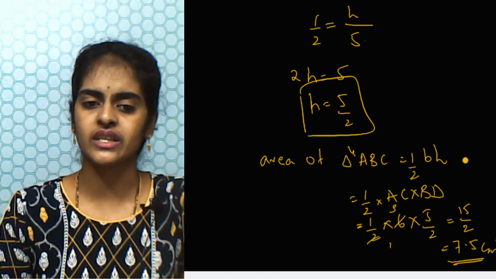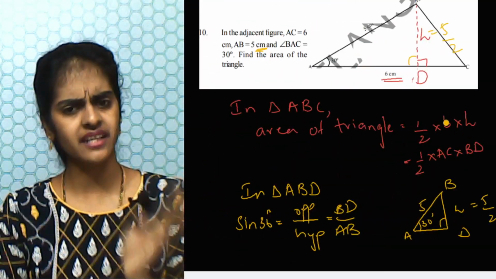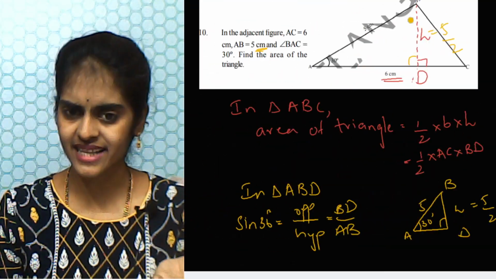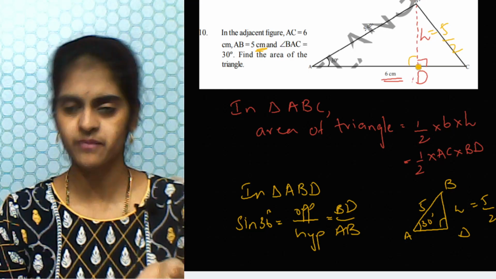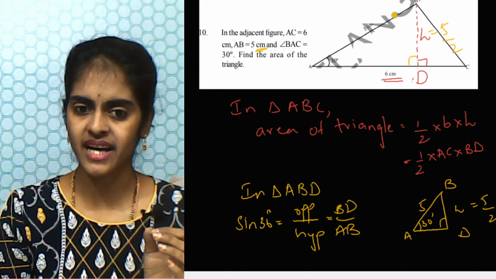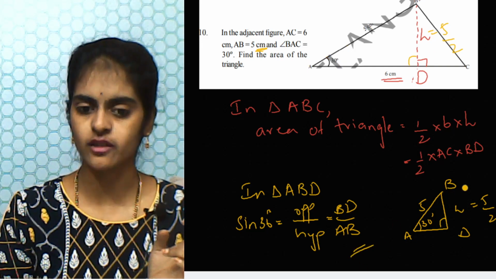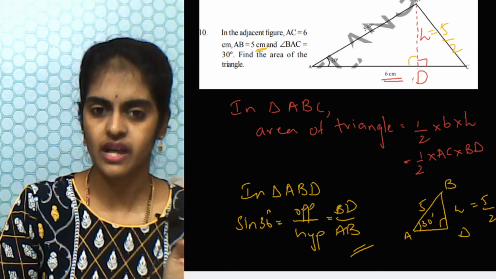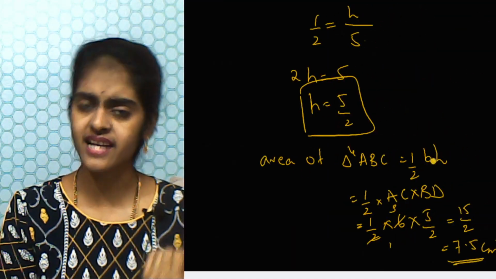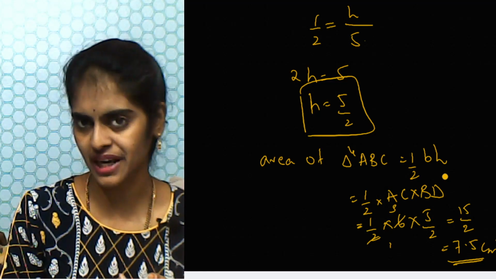So this is how you find the area of a triangle. Since we don't know the height, and area of a triangle is base into height, I'm just drawing a perpendicular line and using the sine ratio, opposite side by hypotenuse. Just substitute it and you'll find the height. After finding the height, the area of a triangle is half base into height. So just substitute the values of base and height, and you'll get the area of the triangle.